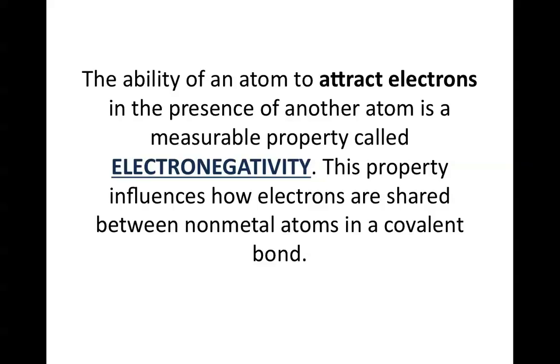We're going to talk about two types of covalent bonds, and how we're going to distinguish between those is we're going to be looking at their electronegativity values of the nonmetals. So we know that electronegativity is the ability of an atom to attract electrons in a bond or in the presence of another atom. This property is going to influence how electrons are shared between two nonmetal atoms.